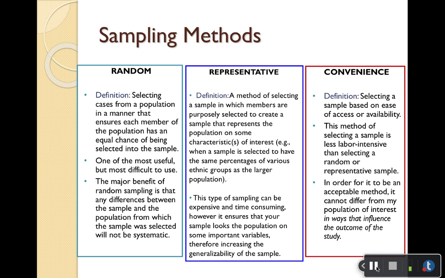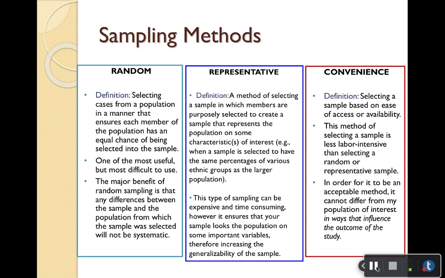sampling, this one is really the gold standard when it comes to experimental research. So you can see here the definition is selecting cases from a population in a manner that ensures each member of the population has an equal chance of being selected into the sample. So random sampling is really useful, and then on the other hand, it's actually difficult to do. So in order to make something truly random, we usually want to use something like a random number generator or a random number table.